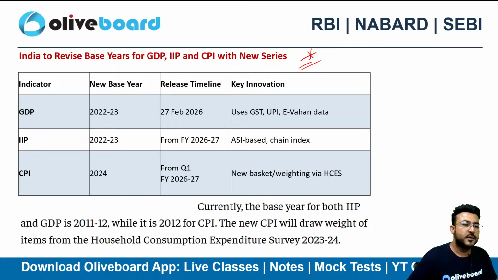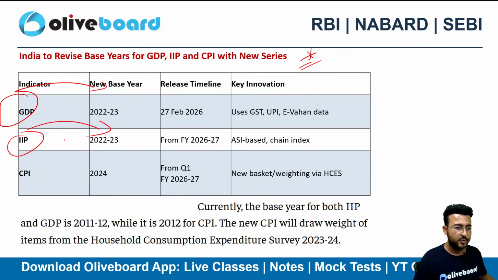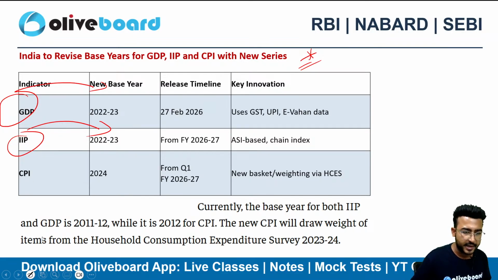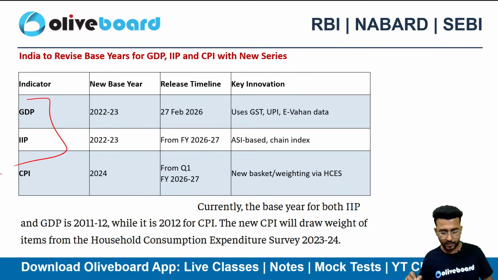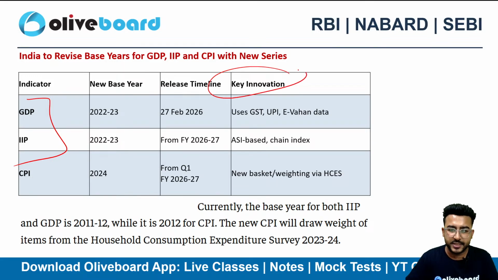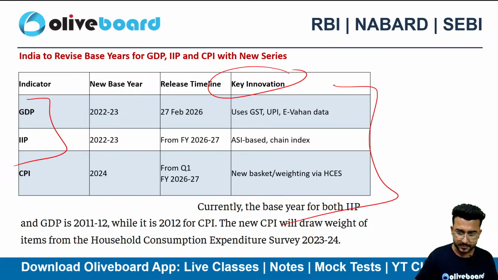Okay. So for GDP, I have summarized everything for you in a tabular manner. For GDP, the base year is 2023. For IIP you also don't need to remember, the base year is 2023 only, right? So GDP and IIP go hand in hand as of now. If I talk about the CPI, the new base year will be 2024. You can also have a look at the key innovations.